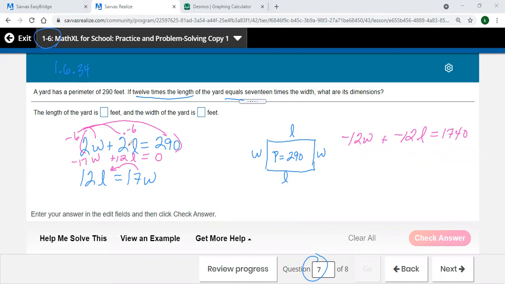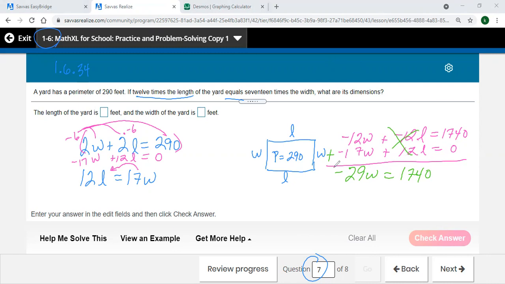And then, what was that other equation? Oh, this one underneath, the negative 17W plus the 12L equals 0. And so if I add those two equations together right now, let's see what we have there. This is negative 29. I'm adding them because if I add these 12s, those L's are going to cancel. So this negative 29W equals adding 1740. So I'm going to divide both sides by the negative 29.